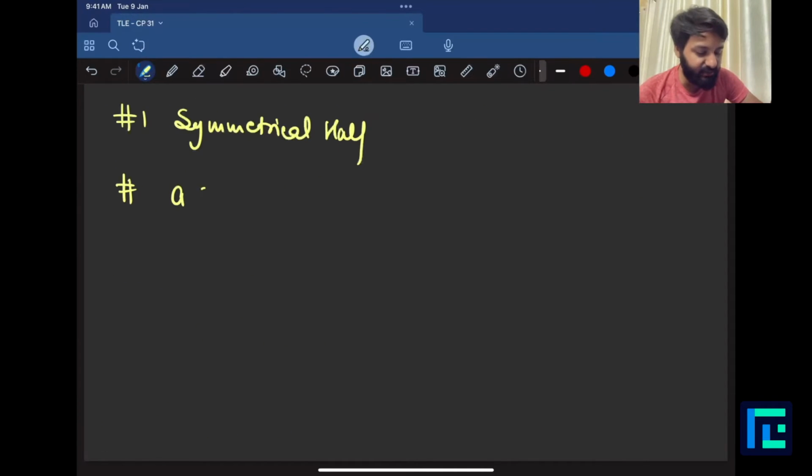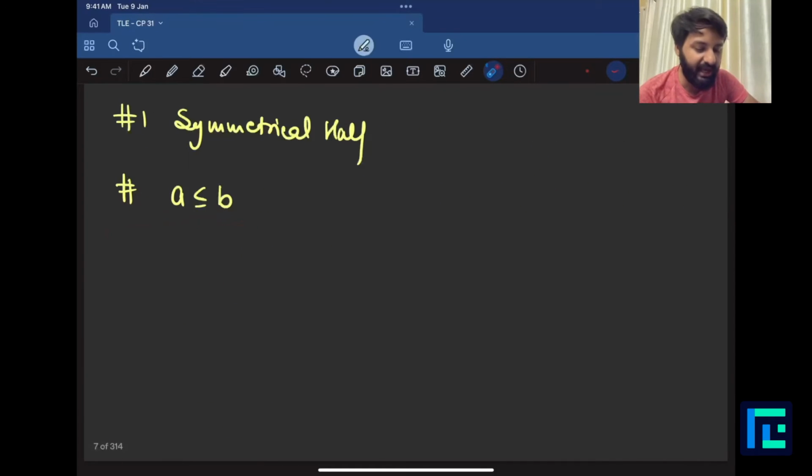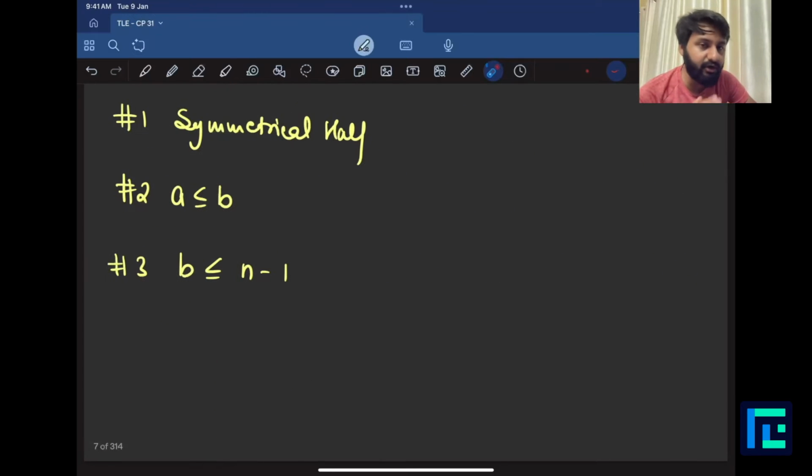So I know A is always less than B. See this over here. If you observe A, it is always less than its counterpart, that is B. Because as soon as A crosses or goes greater than B, you jump to the next half. So you know that A is always less than or equal to B if you're in the first symmetrical half, by the way, where you will find an answer. So it's fine. The third idea, which I can see very clearly, is B is less than or equal to n minus 1. See over here, B started with 5, then maximum B goes to n minus 1. Because if you take n minus 1 as B, then 1 will be A. So B cannot cross n minus 1. That means it is always less than or equal to n minus 1.